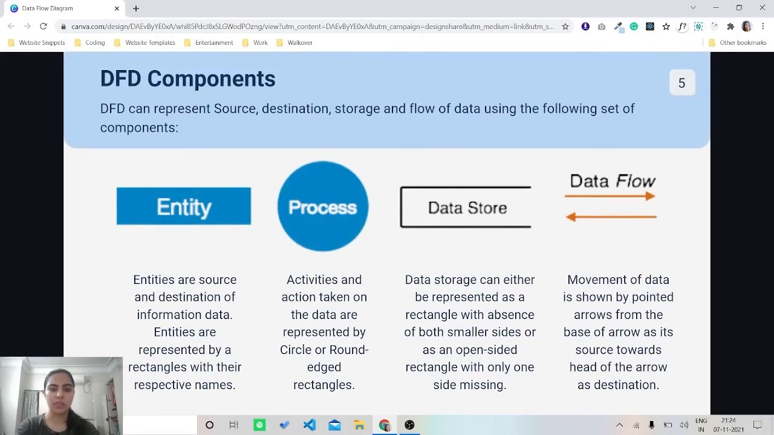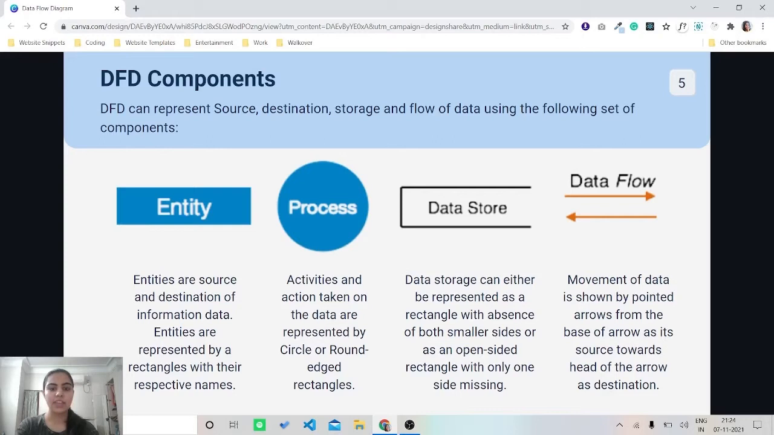DFD components. DFD can represent source, destination, storage, and flow of data using the following set of components. Entities. Entities are source and destination of information data. They either supply data or receive data. They do not process data. Entities are represented by a rectangle with their respective names.